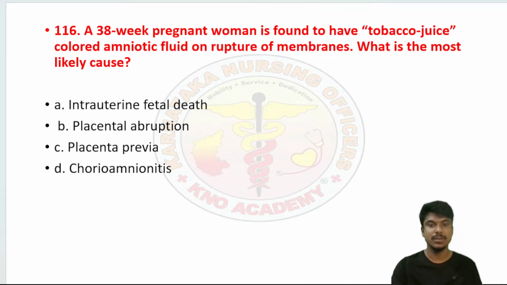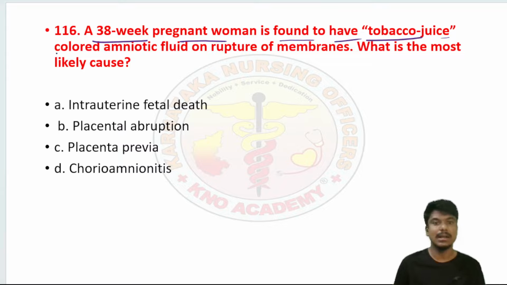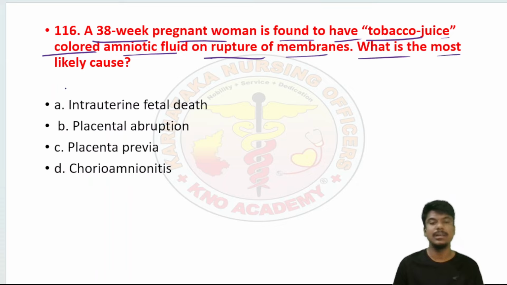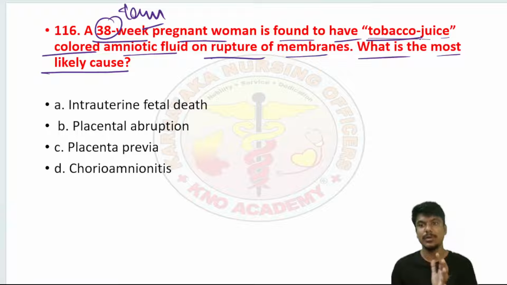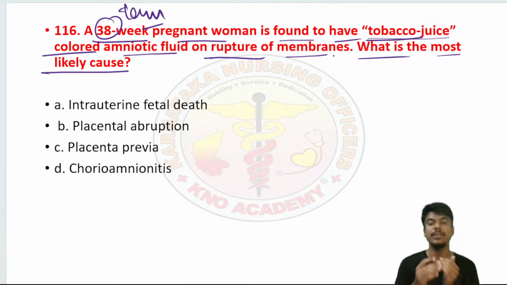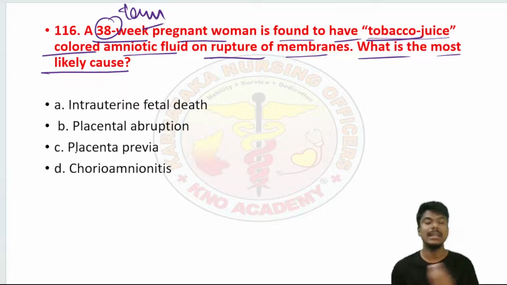Moving towards the next question, question 116. Here we have a 38-year-old pregnant woman found to have tobacco juice colored amniotic fluid on ruptured membranes. What is the most likely cause? A term woman came to the labor room, and they found tobacco juice colored amniotic fluid coming after rupture of the amniotic membrane. So what is the likely cause?